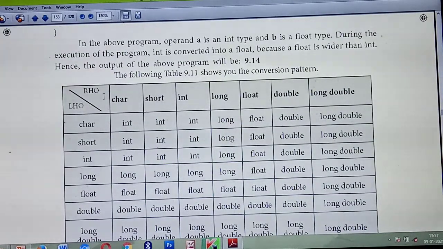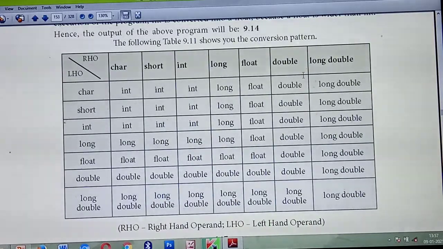That is the left-hand side and right-hand side. How you need to convert, listen. Character with character means you will get the data type as int. Then character with short means int. Character with int means int. Character with long means long. Character with float means likewise. Just read it one time. That's all. No need to mug it up. Just read it one time.